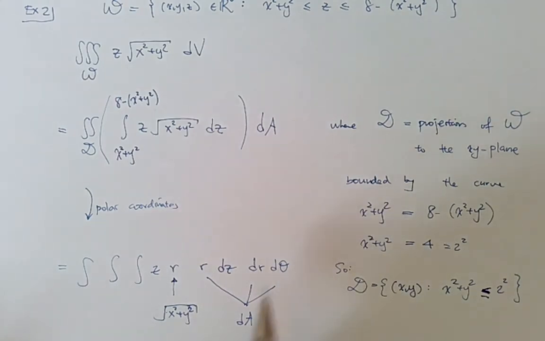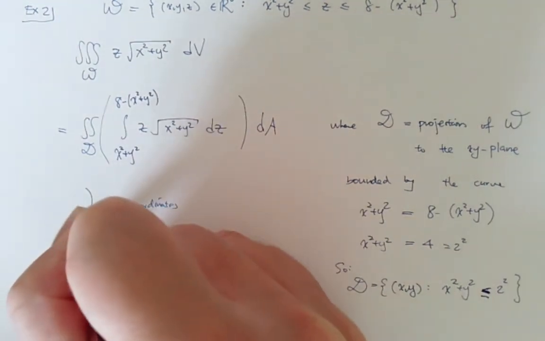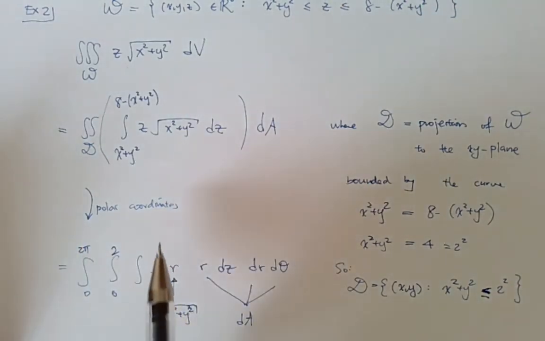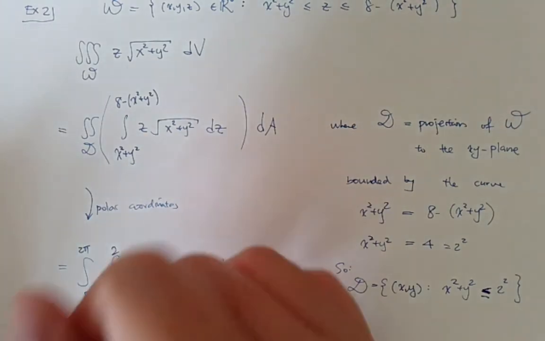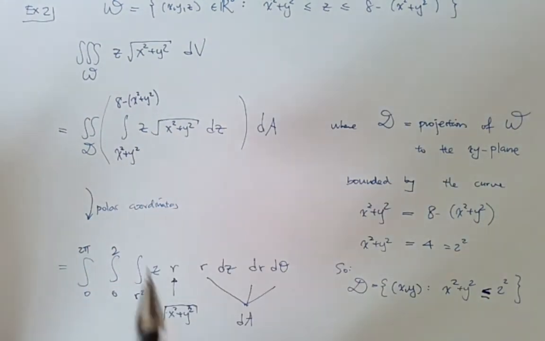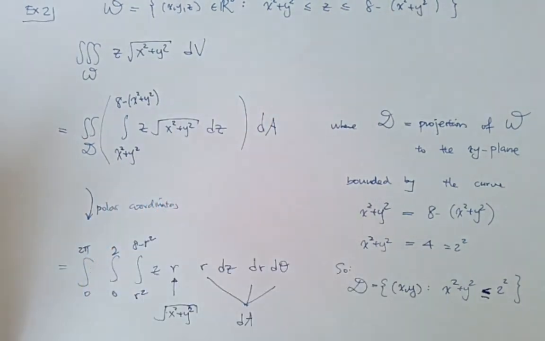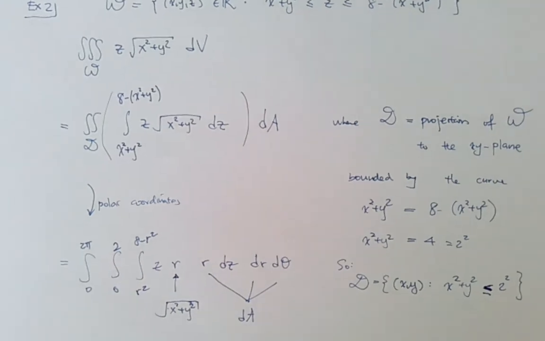And theta goes from 0 to 2 pi. R goes from, well, the radius is 2 for this circle. And z goes from x squared plus y squared, which is r squared, to 8 minus r squared. So now we fully set up the integral in terms of z, r, and theta. Now we're ready to integrate.